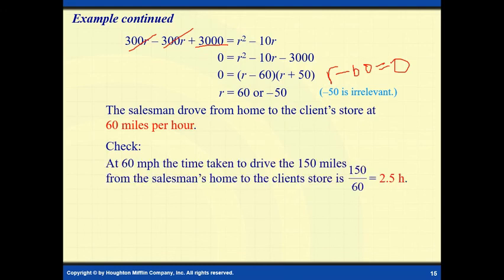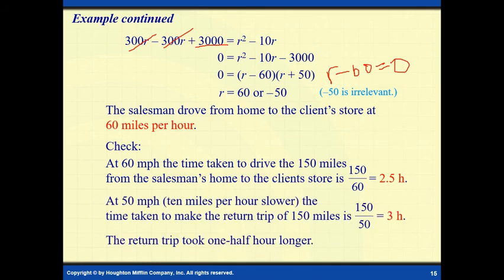So at 60 miles per hour, if we take the 150 divided by 60, the distance divided by your rate, we get 2.5 hours. The 50 miles per hour, which is 10 miles per hour slower, so that's 150 divided by 50, that gives us 3 hours. So the return trip took 1/2 hour longer, which is what we had set up in our original problem, that it was equal to 1/2 hour longer. And so that allows you to solve for the times and also the speed of how fast your client was driving.